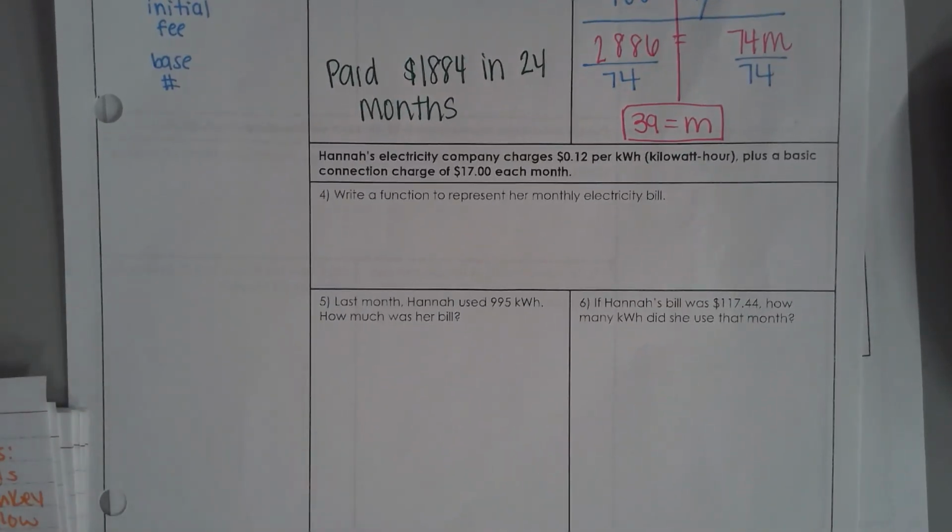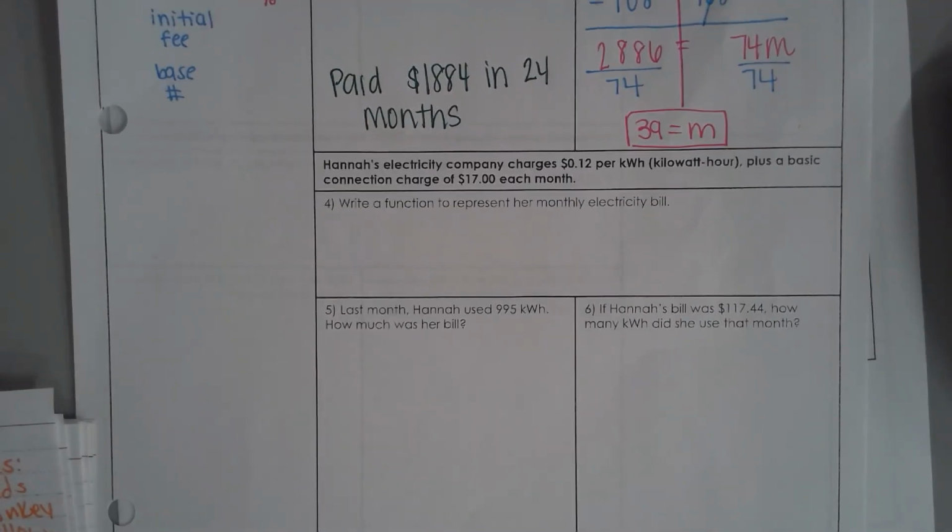Next one. Hannah's electricity company charges 12 cents per kilowatt hour plus a basic connection charge of $17. And she's going to see that on every bill. And so we're going to come up with an equation or a function to represent her monthly bill. How much is she going to pay? So we're looking at a cost. What would my variable be?